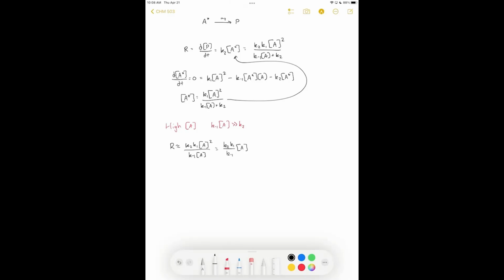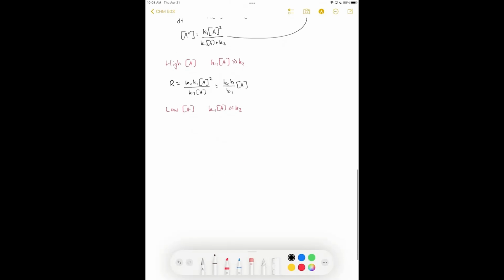However, at low concentrations of A, K minus 1 times A is going to be much less than K2. And so in that case, we can approximate the rate as K2 K1 A squared over K2, or K1 times the concentration of A squared. So at low concentrations, the reaction would appear to be second order.